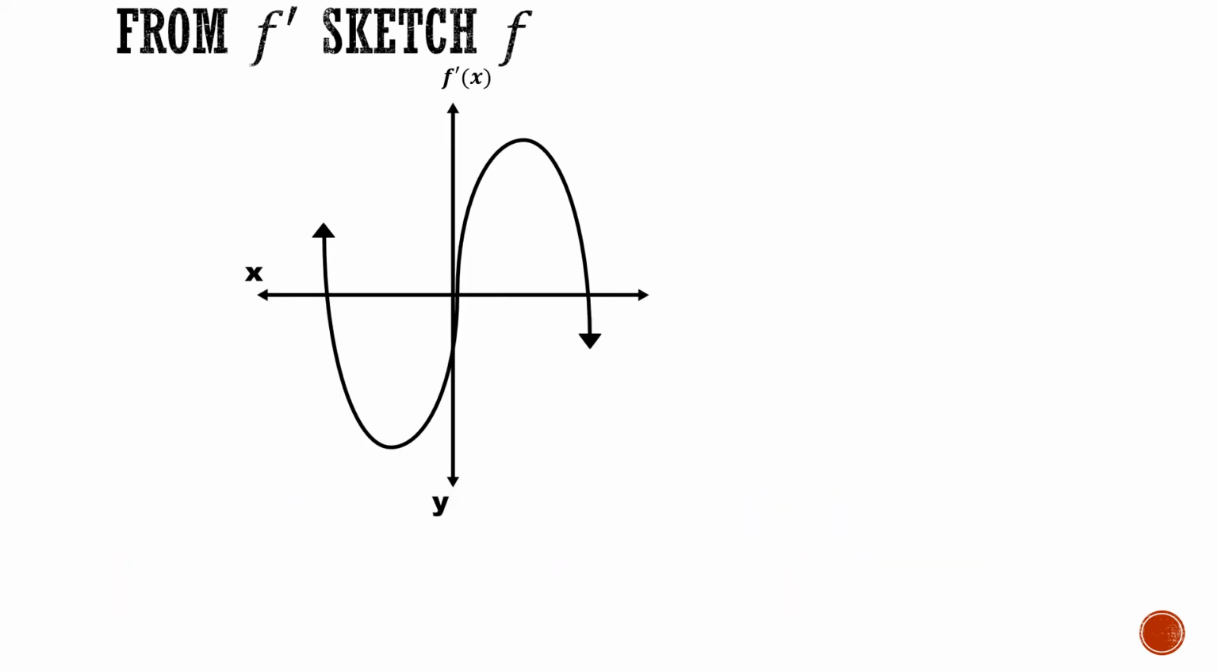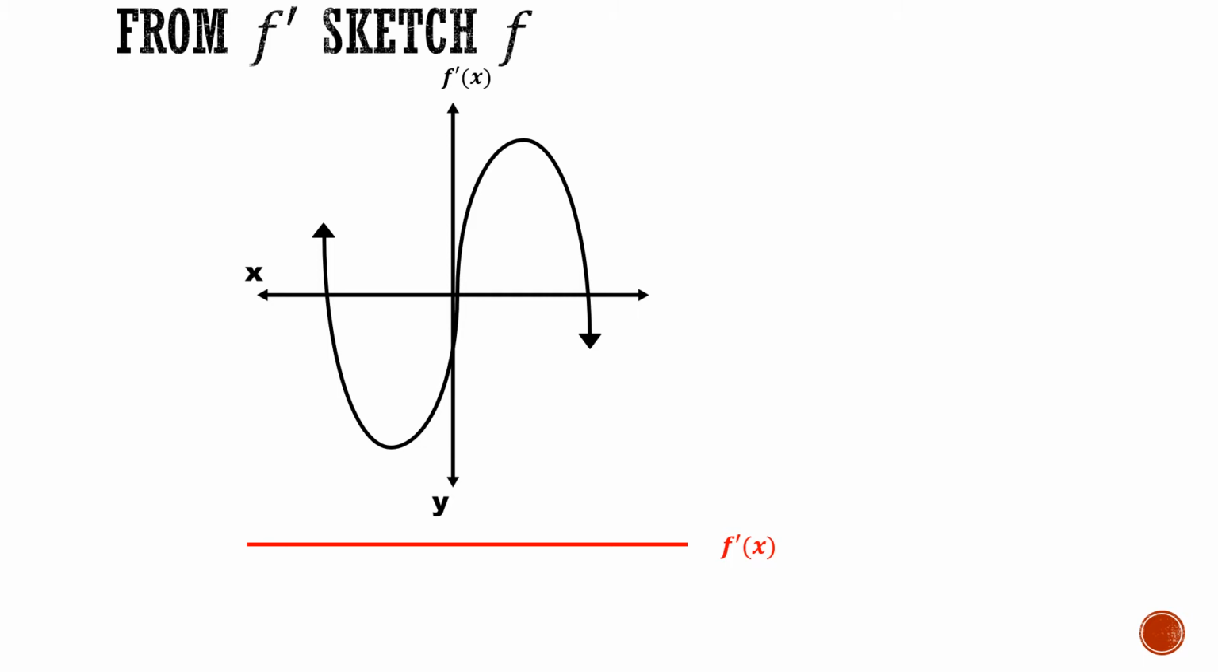In this example, we're going to draw again f given f prime. Once again, I'm giving you the graph of f prime, and I want you to think backwards and draw f. So to start, again, I'm going to start with my f prime line. I'm going to say what's going on with it. Is it positive? Is it negative?